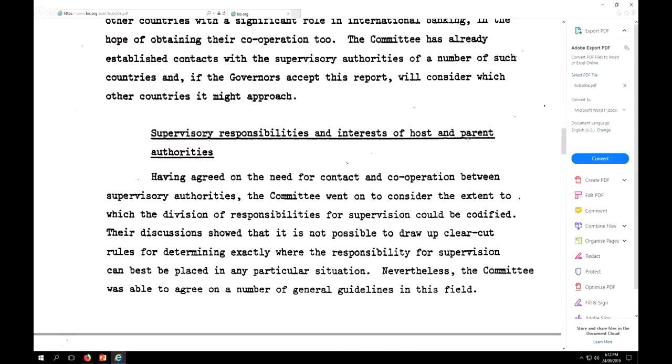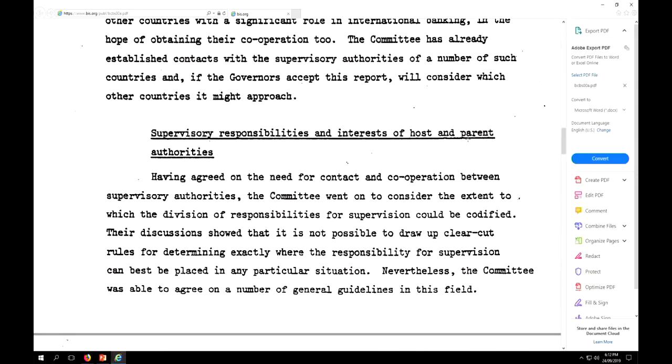So for this bank, there is a parent authority. The parent regulator in this country is the parent. And the regulator for this bank, the regulator in this country, is the host. So they are hosting this branch. And the parent regulates the entire entity.